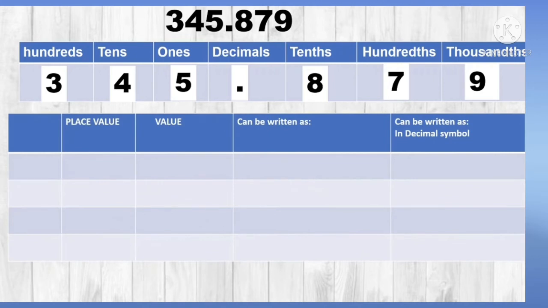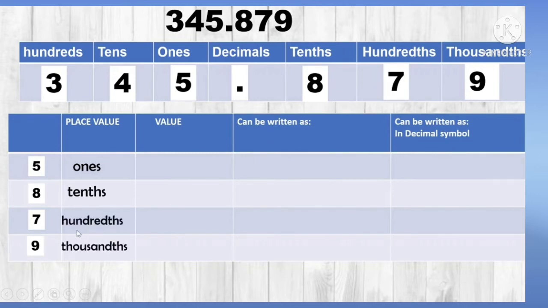Okay, again, meron tayo ditong another table. Kukunin natin yung place value, kung paano natin sinusulat at yung decimal symbol ng kada number, itong 5, 8, 7, 9. Okay, so place value niya again, ayan lang. Yung place value ng 5 is ones, right? Ang 8, anong place value? Tenths, 7, hundredths, and thousandths is 9. So, yan yung tinatawag nating place value.